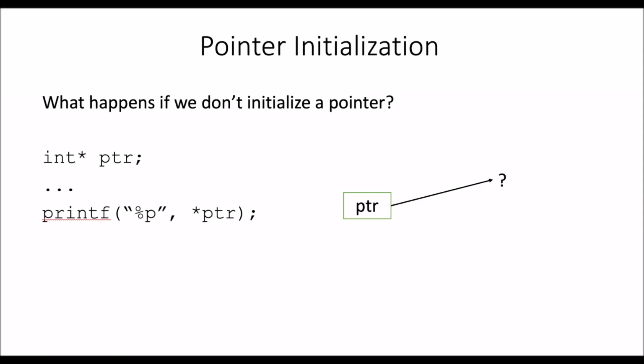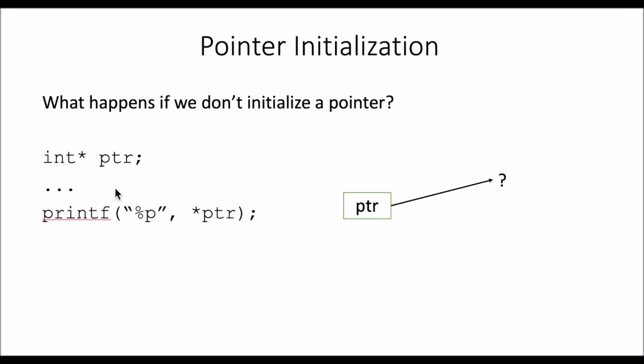Hi everyone, in this video I cover null pointers. In my previous video I already explained how we can declare a pointer and initialize it to the address of another variable. Now what happens if we don't initialize a pointer?